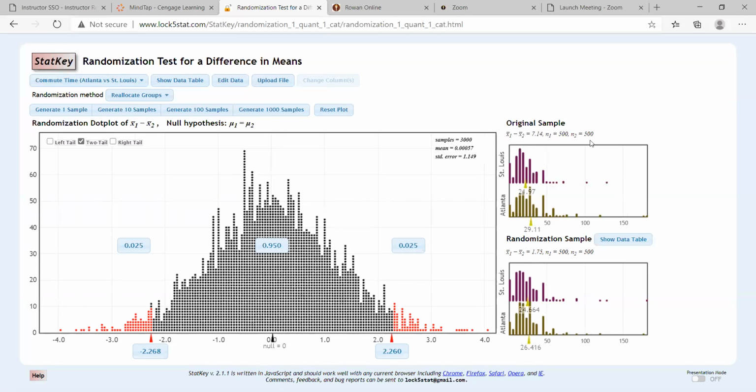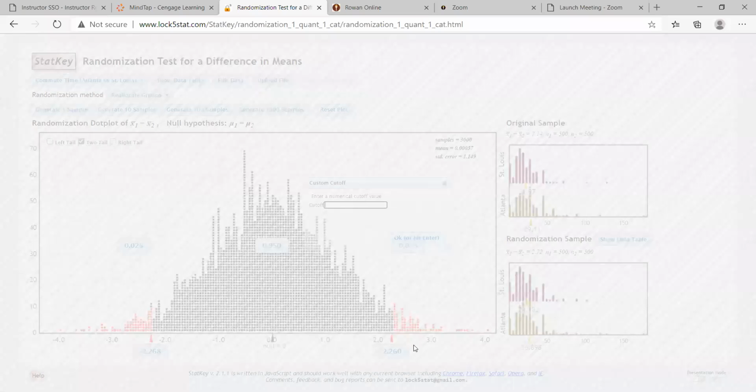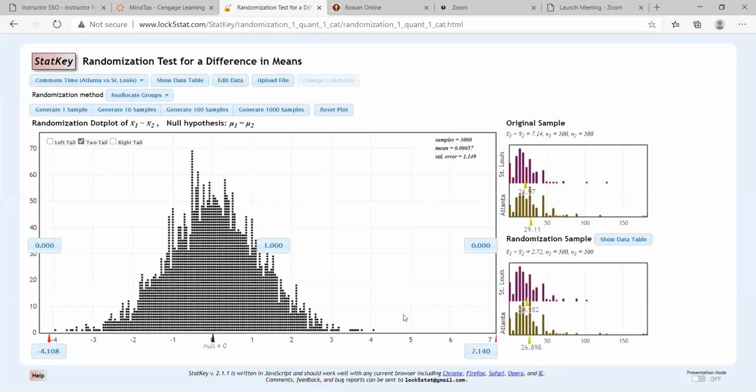And if the sample difference is 7.14, well, that's bigger than 0. So we're going to go over here to the right, because there's one to the left also, but we're going to replace the one on the right because it's the positive one, and this is positive. We replace this with 7.14. Enter. And notice that 7.14 is way out here, and there are no dots for it, so it's showing a p-value of 0.